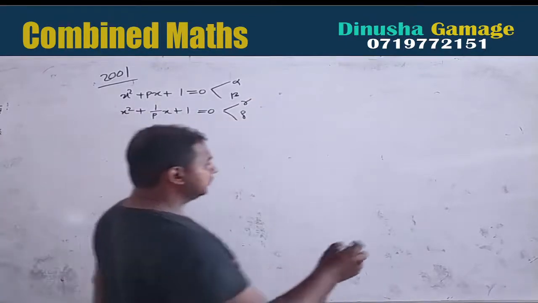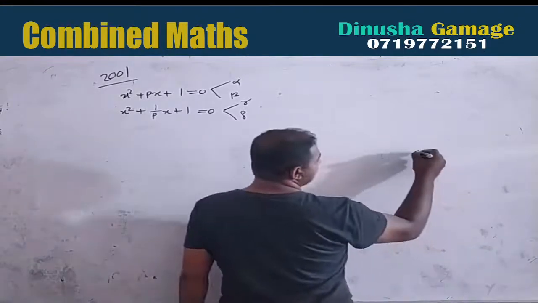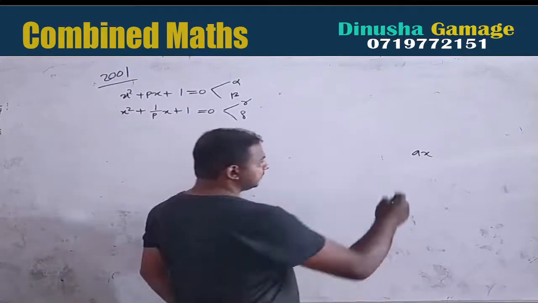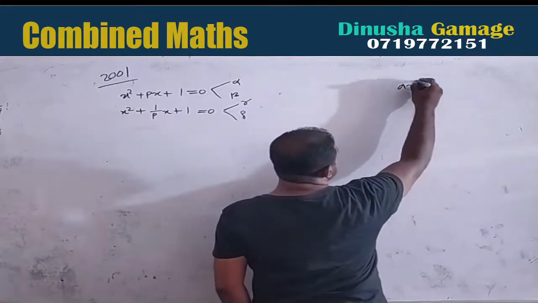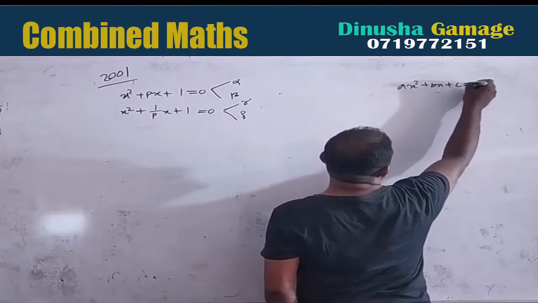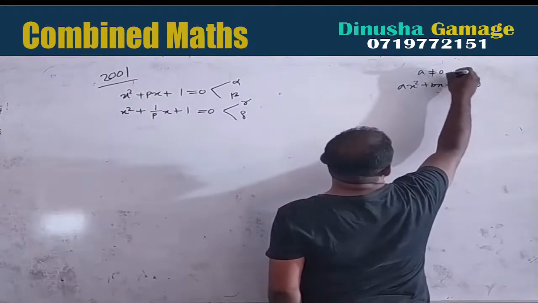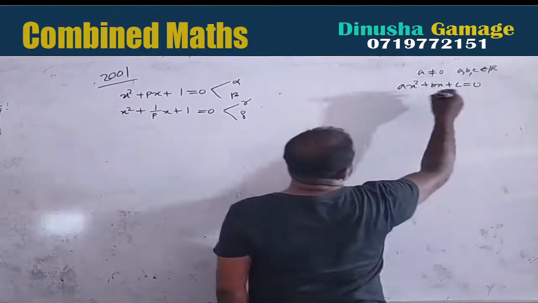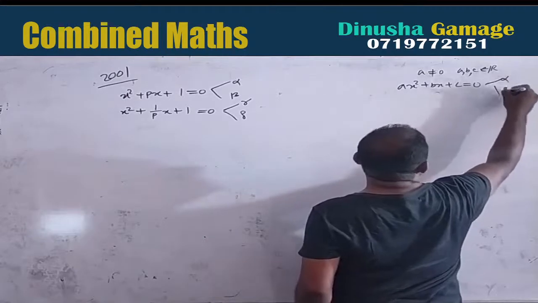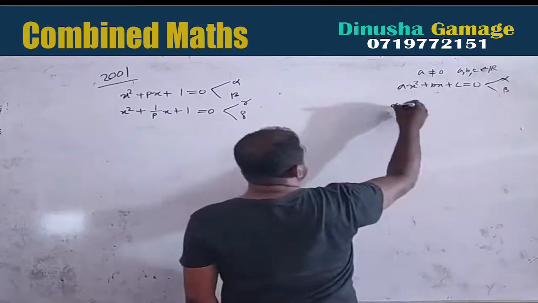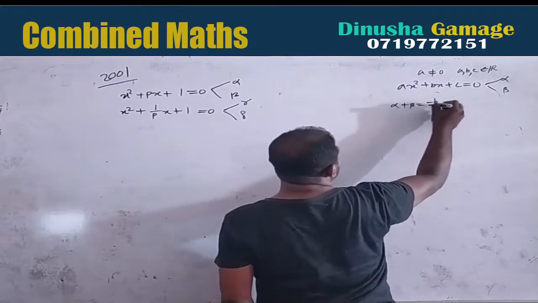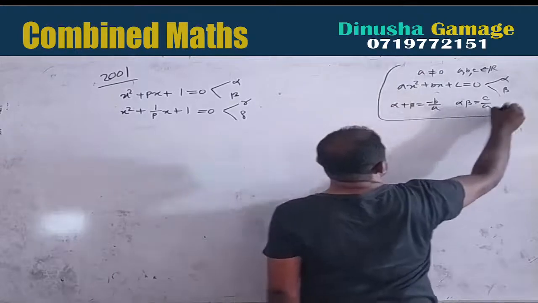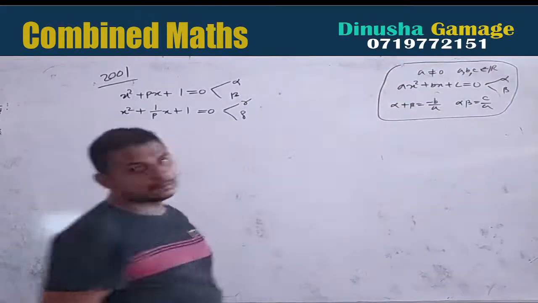All of you know, if the quadratic equation considered is ax squared plus bx plus c equals 0, where a is not equal to 0, and a, b, c belong to the reals, and the two roots are alpha and beta, then alpha plus beta equals minus b over a, and alpha beta equals c over a. All of you know this theory, right?